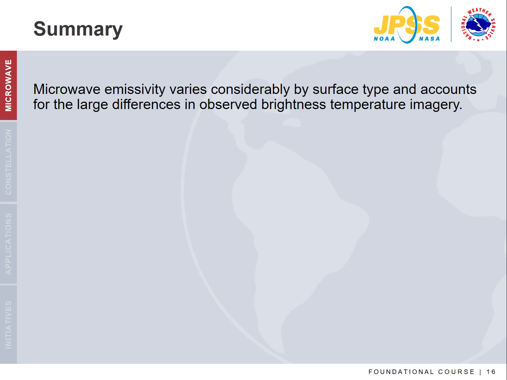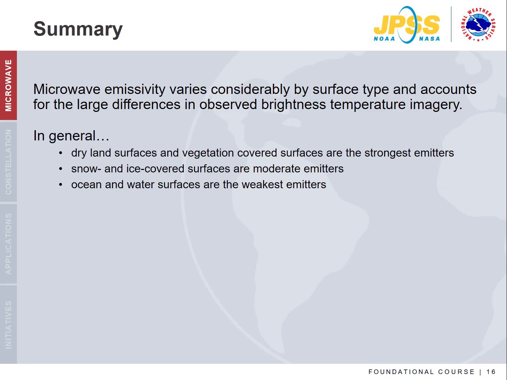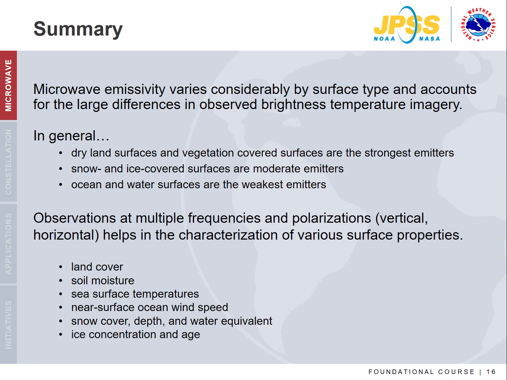To summarize, microwave emissivity varies considerably by surface type and accounts for the large differences in observed brightness temperature imagery. In general, we see that dry land surfaces and vegetation are the strongest emitters of microwave energy, resulting in observed brightness temperatures closer to their physical temperature, while ocean and water surfaces are the weakest emitters, resulting in very cold temperatures compared to their physical temperature. Snow and ice-covered surfaces are moderate emitters and fall in between.